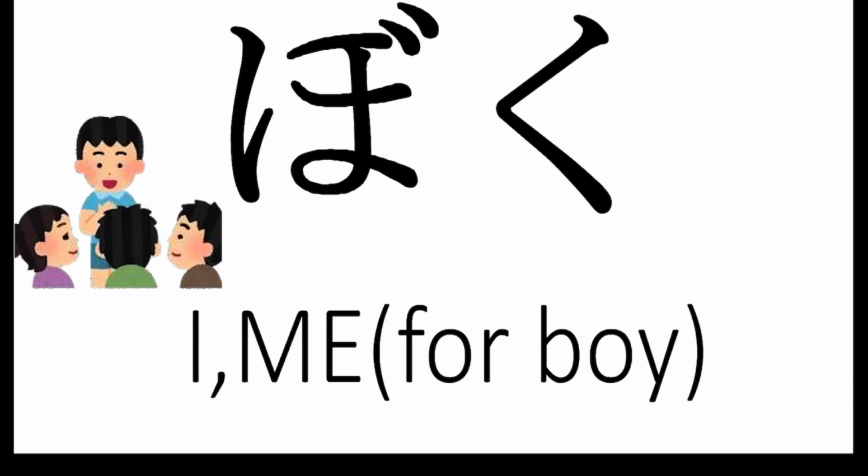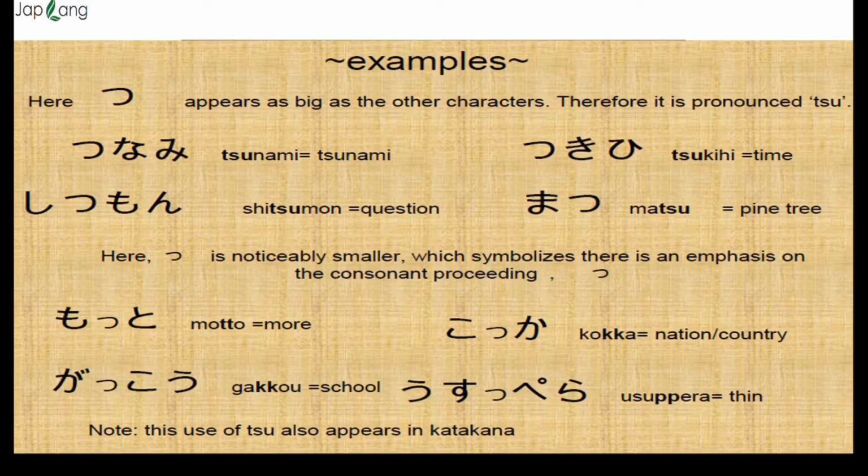Alright, now we go to the next topic, Minasan, where we will be learning the small tsu. What is the use of the small tsu? For example, here tsu appears as big as the other characters, therefore it is pronounced as tsu, like tsunami or tsukihi, all shitsumon or matsu, etc. But when a small tsu is noticeably smaller, like the small ya, yu, yo we learned, it symbolizes an emphasis on the consonant proceeding. Like the next letter will be pronounced as double.